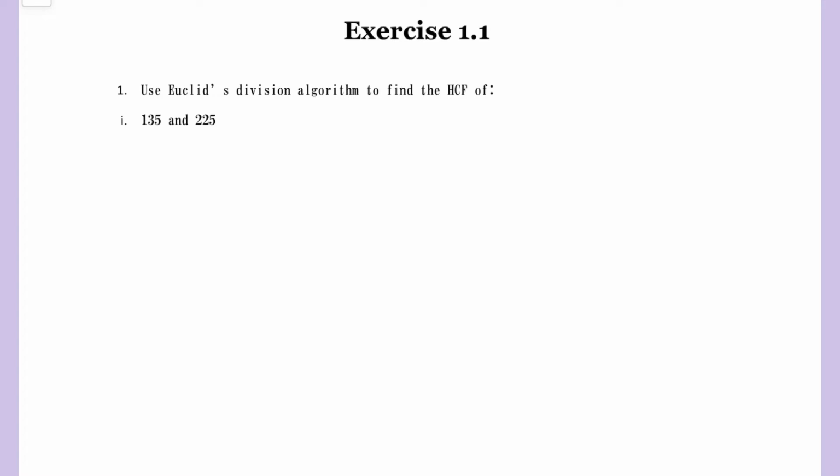First, do division of the given two numbers, 135 and 225. 135 ones are 135. Do subtraction of this. 5 minus 5 is 0. 22 minus 13 is 9. 90 is the remainder.